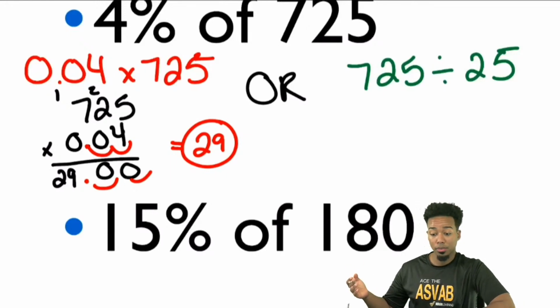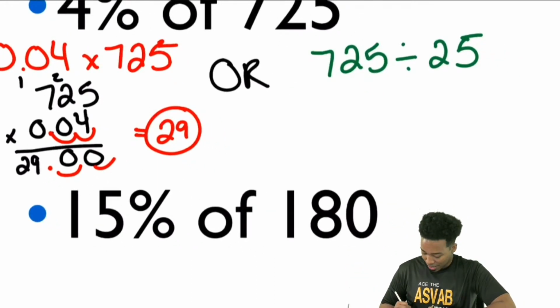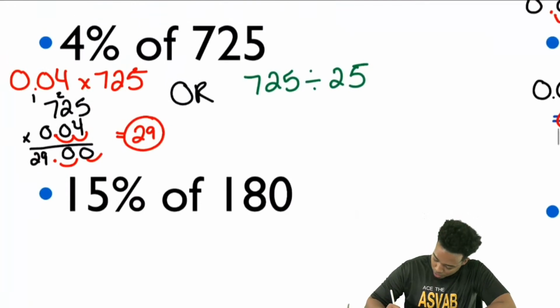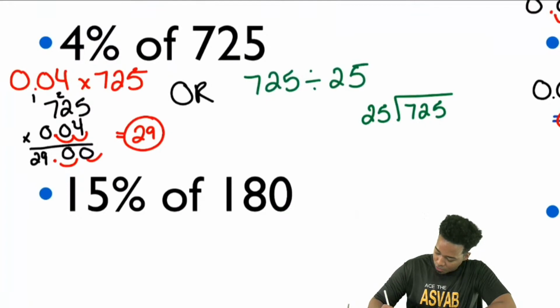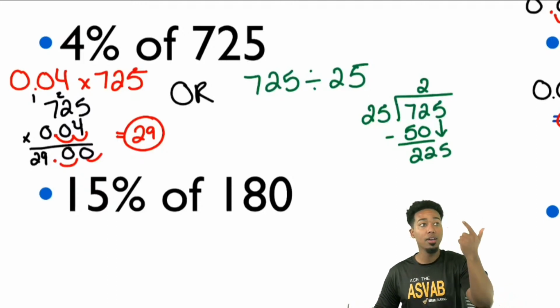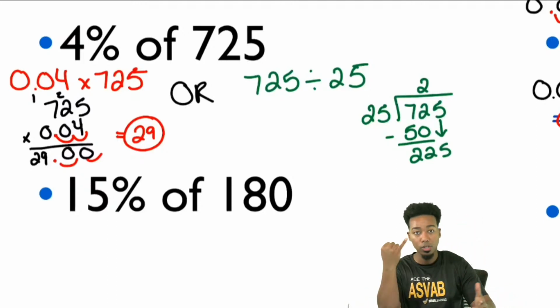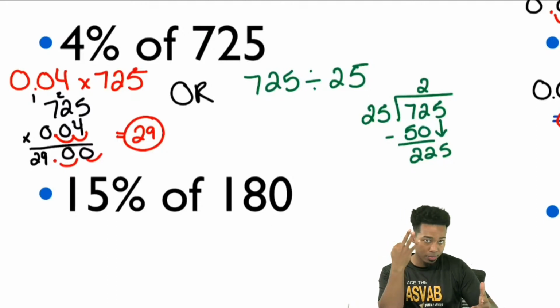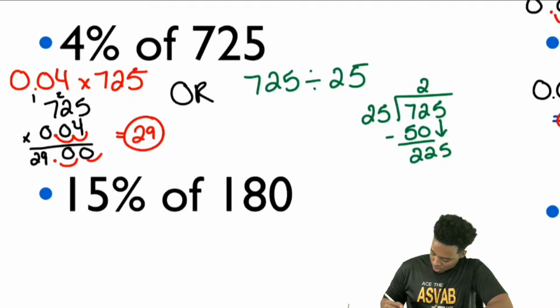If you wanted to do it the other way, 725 divided by 25, right over here. Check it out. 25 goes into 7, 0 times. 25 goes into 72, twice. So it's going to be 50. Subtract that 50, we get 22. Bring down the 5, and we have 225. 25, 50, 75, 100. 125, 150, 175, 200. So that's 8 so far. 225 would be 9. And there we go.